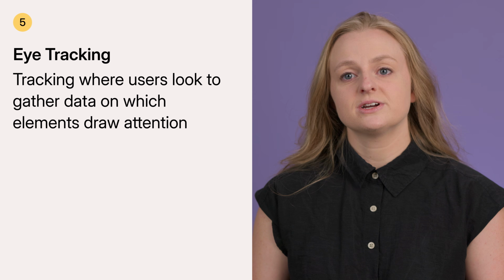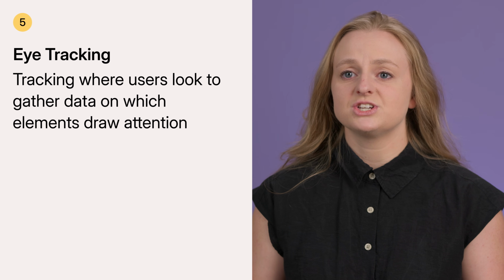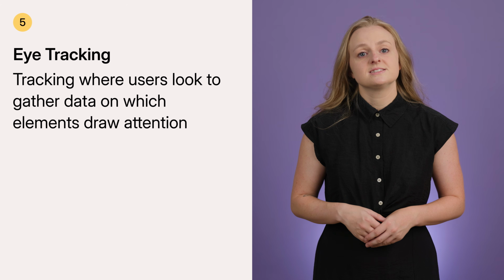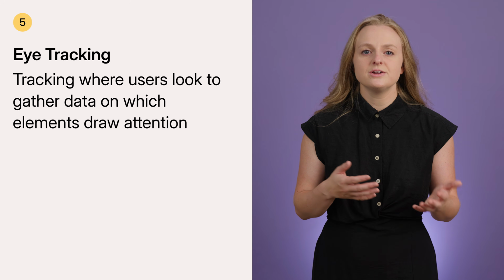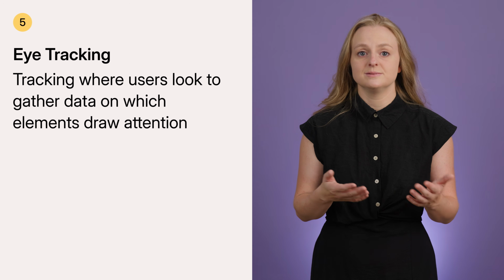Now, let's explore 2 behavioral methods. Method 5, Eyetracking. By tracking where users look and for how long, you can gather data on which elements of your design draw attention. This method provides insights into the effectiveness of your layout, the visibility of key features, and how well your design guides users through the intended path.